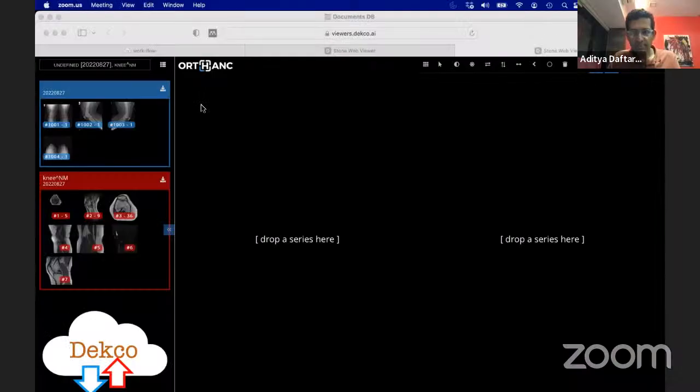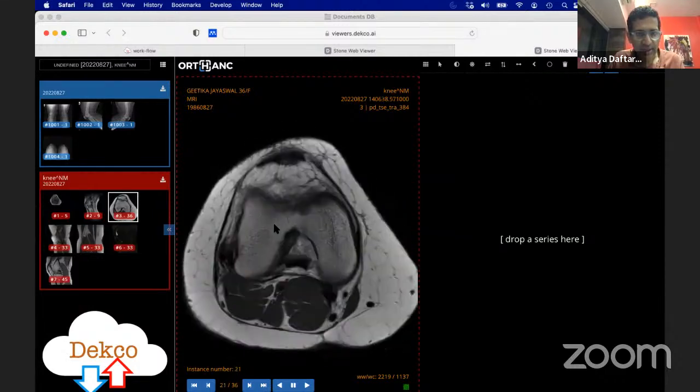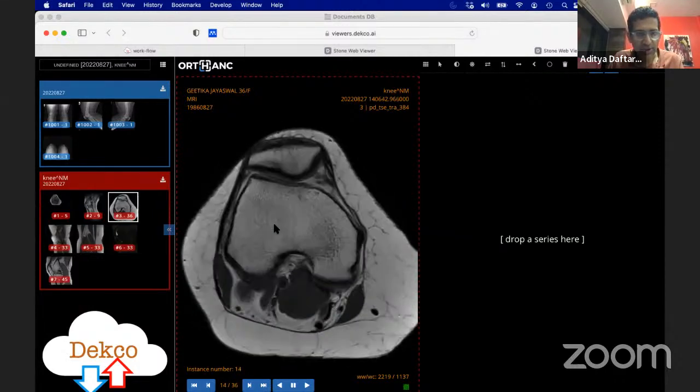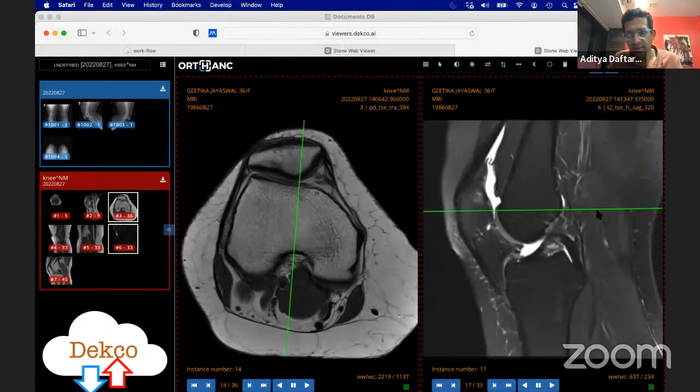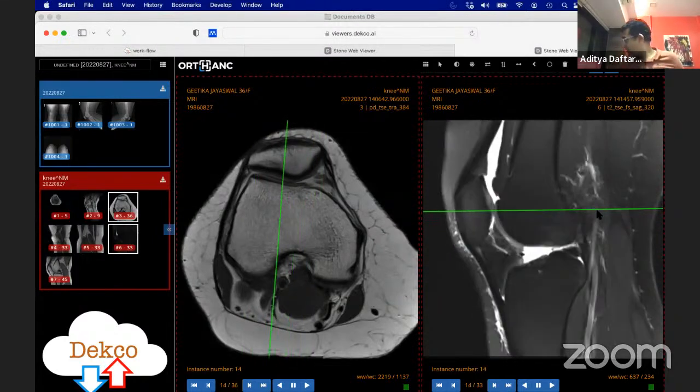Okay, so here's one case that is kind of interesting. Let me just share my screen again. So here we have a patient who comes in with knee pain. And you scroll through these images, and one initially may not really see much over here until you scroll a little bit further.